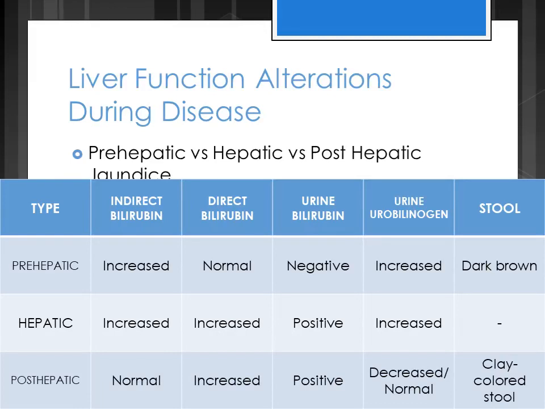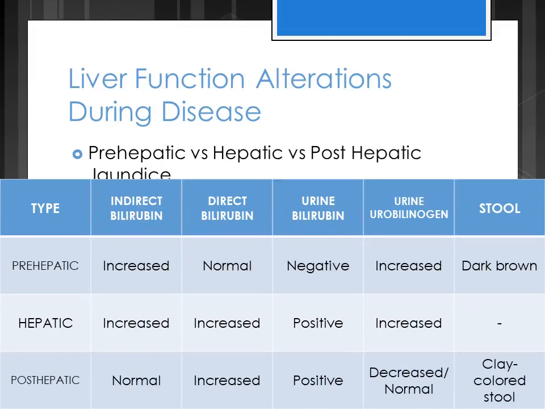So, in the prehepatic, bakit negative for bilirubin ang urine? Bakit negative? Kasi ang problema mo dito is the indirect or the unconjugated. Take note, kahit mataas ang unconjugated or indirect, that is not water-soluble. So, hindi yan ma-release sa urine.